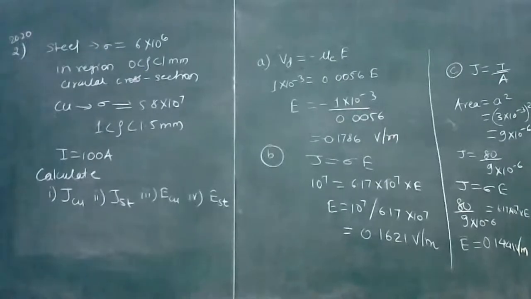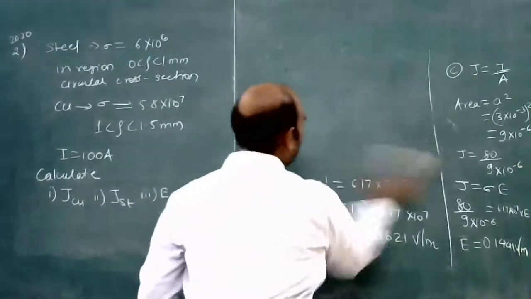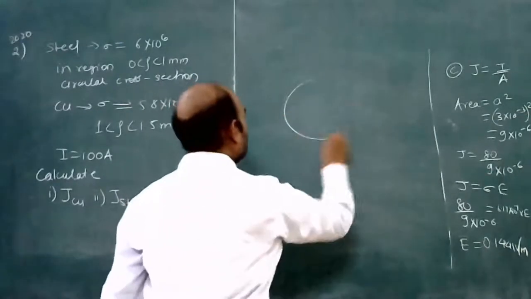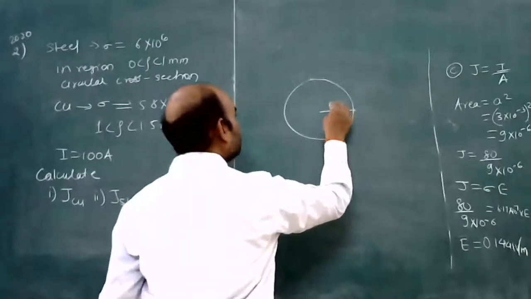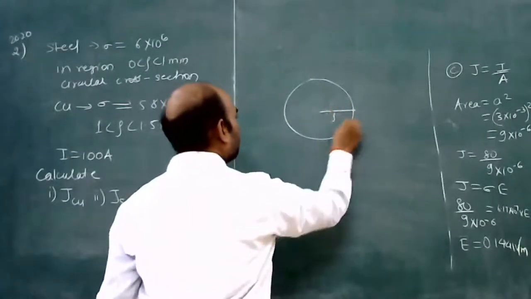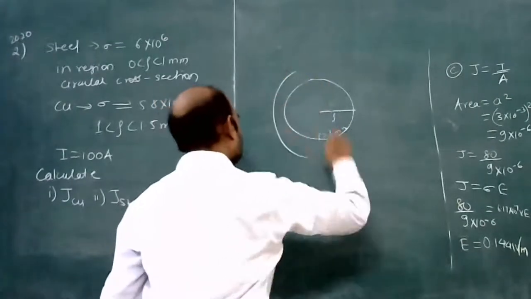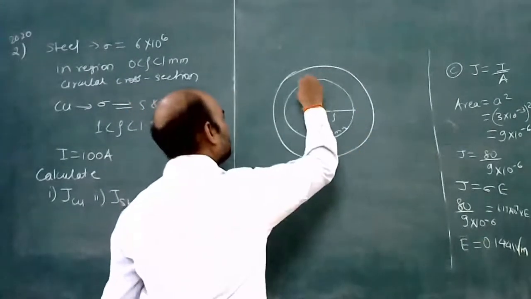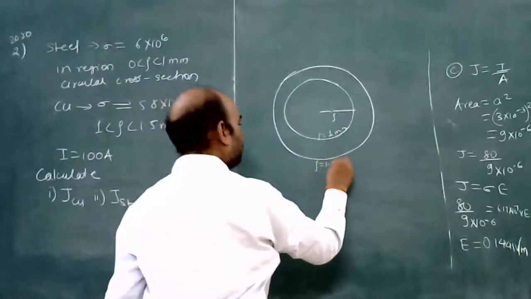So, a conductor of circular cross section, like this. So this is the cross section, where rho is less than 1 mm, and here rho is equal to 1.5 mm.